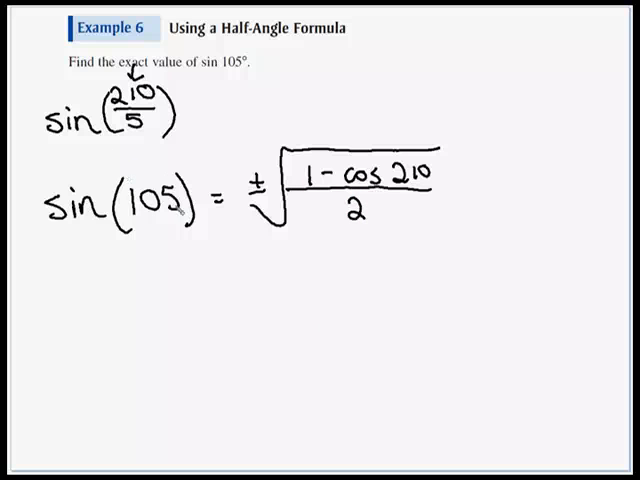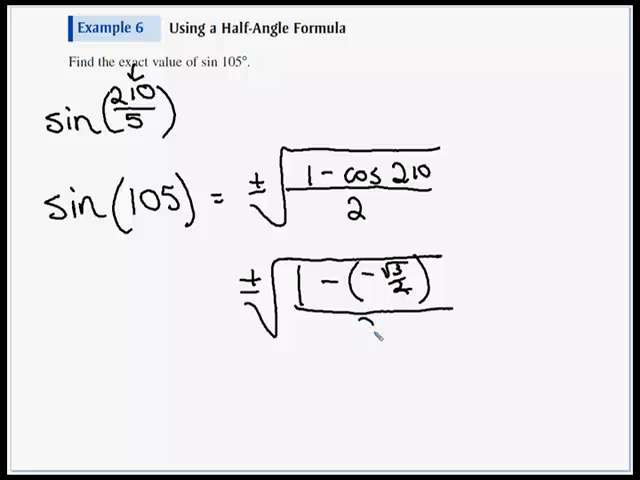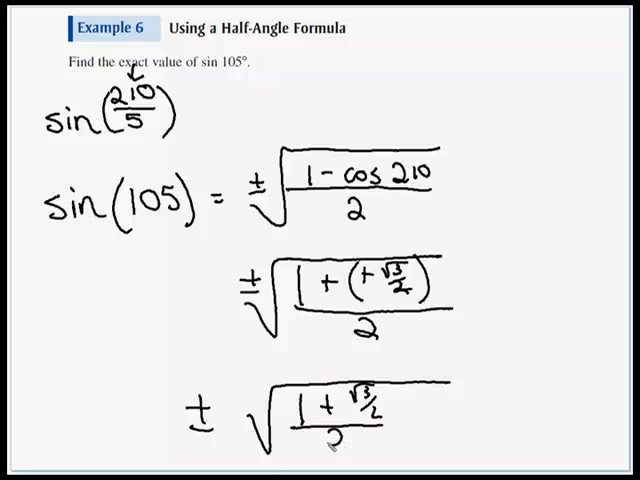And this 105 is not on our unit circle. That's why we have to use this alternate method. If we go to the unit circle, we do have 210 on there, though. So we're going to have plus or minus 1 minus the cos of 210, which is negative root 3 over 2. That's a 2, and this is all over 2 here. And under the radical, we will add the opposite. So underneath that radical, it becomes 1 plus root 3 over 2, all over 2.